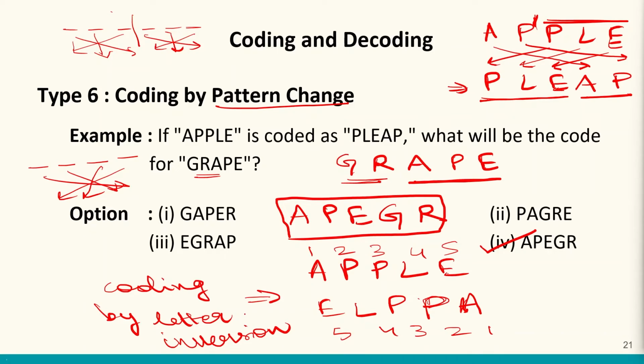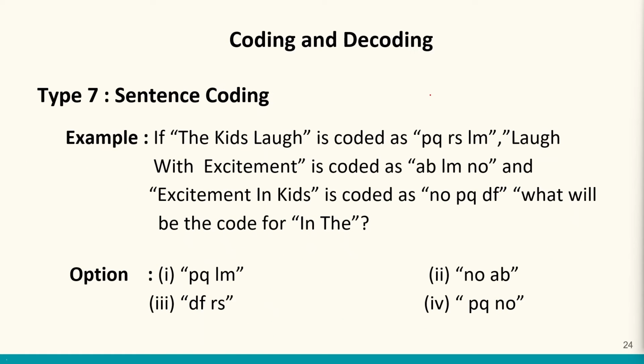So coding by letter inversion is a type of pattern only. Pattern change questions are very common, and it is always advisable to write them one below the other to understand the pattern. Let us move on to the next question, which is sentence coding.